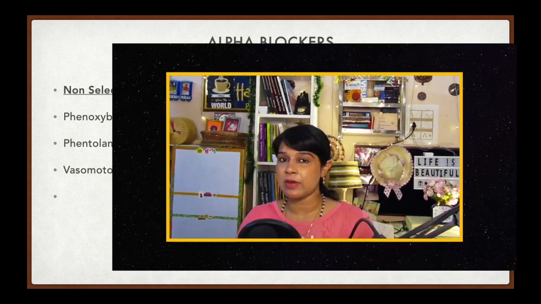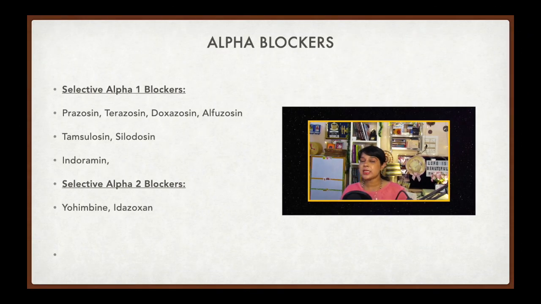Let's talk about the selective alpha-1 blockers. The selective alpha-1 blockers are prazosin, terazosin, doxazosin, alfuzosin. They cause a decrease in the blood pressure with less tachycardia as compared to the non-selective blockers. Why? There is a lack of alpha-2 blocking action, and the sympathetic outflow is also not increased.